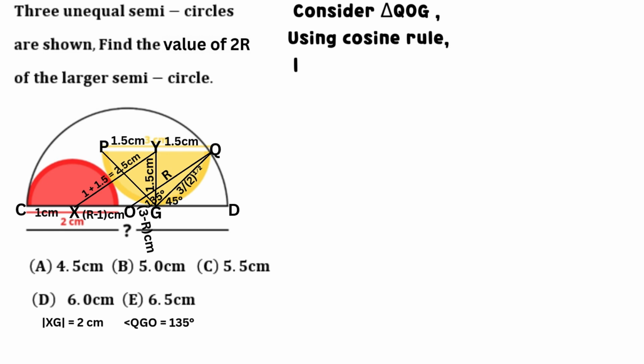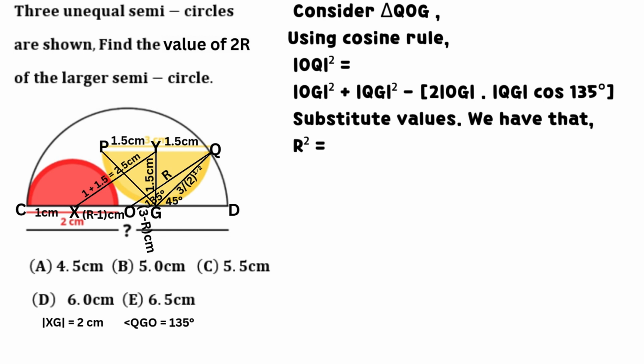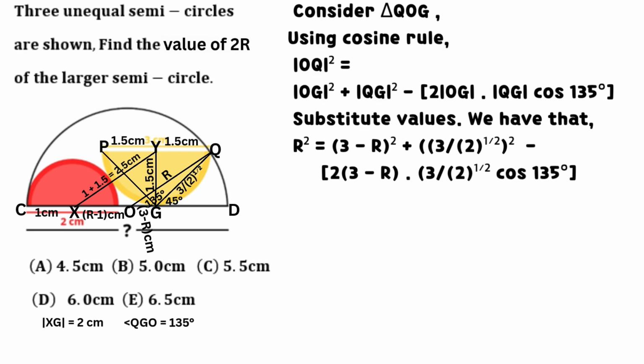Consider triangle QOG. Using the cosine rule, the square of line OQ equals the sum of the square of line OG and the square of line QG minus 2 times the product of line OG and line QG multiplied by cosine 135 degrees. Substitute values. We have that the square of r equals the sum of the square of 3 minus r and the square of 3 divided by the square root of 2, minus, in bracket, 2 times the product of 3 minus r and 3 divided by the square root of 2 multiplied by cosine 135 degrees.